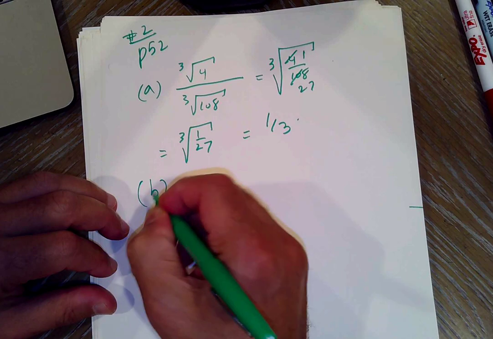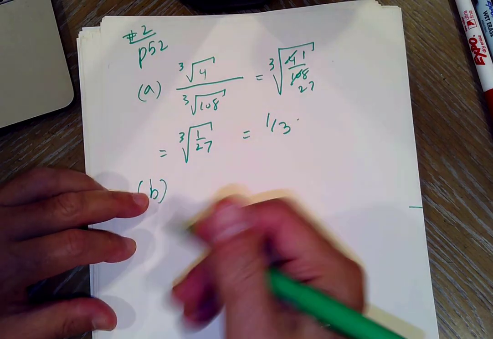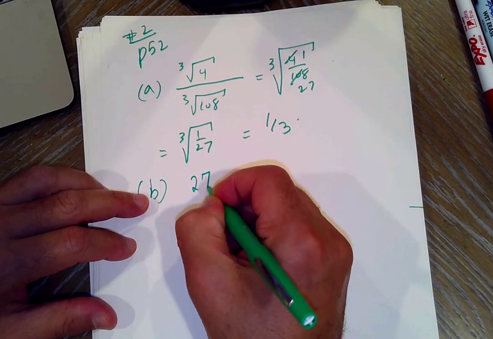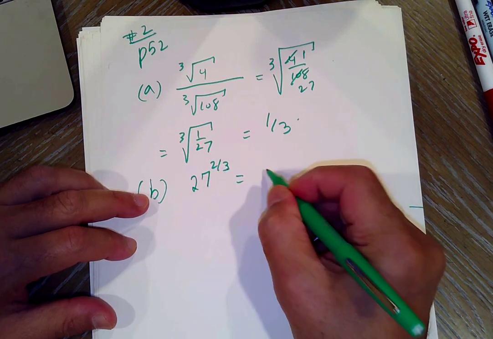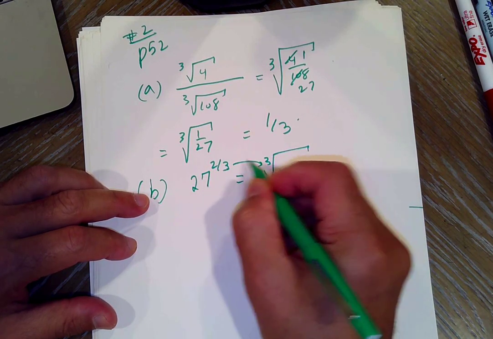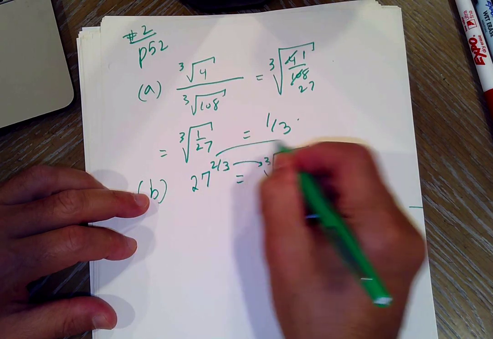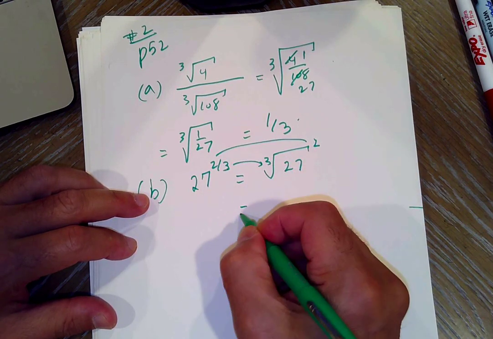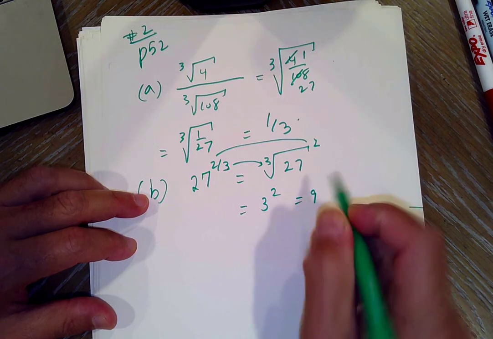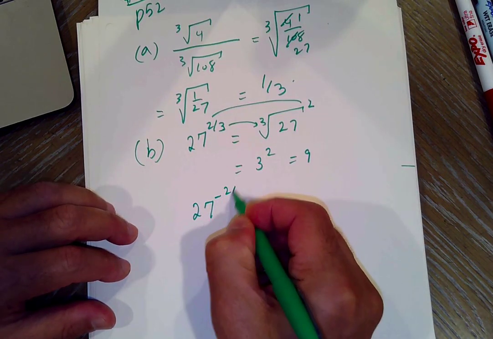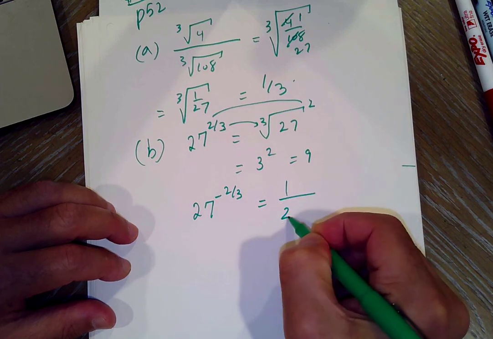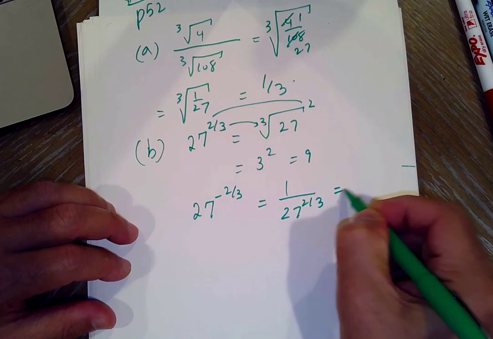You know, stuff that we did a lot of college algebra. It's just a quick review. 27 to the 2/3. When you have a rational exponent, the bottom is the index and the top is the power. So it's 3 squared, which is 9. And just to remind you, if you have a negative exponent, that's the reciprocal, which is 1/9.